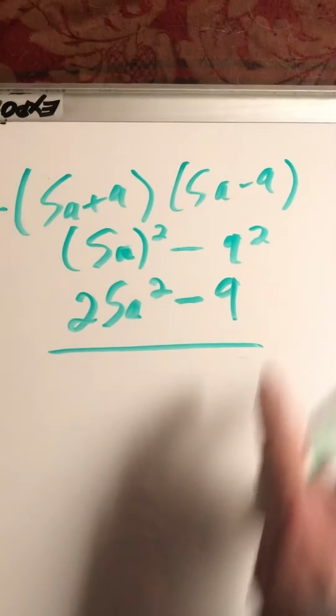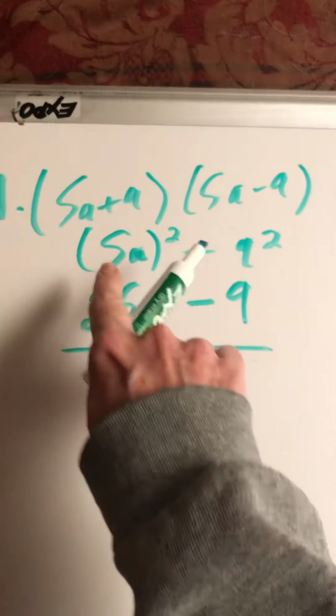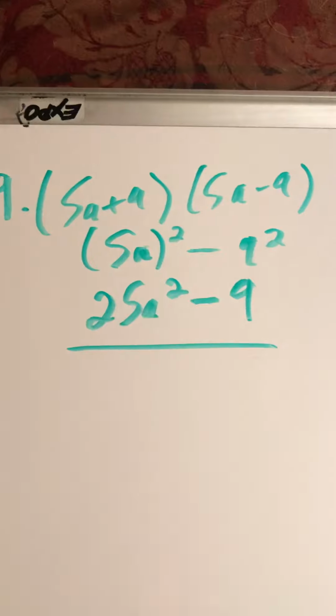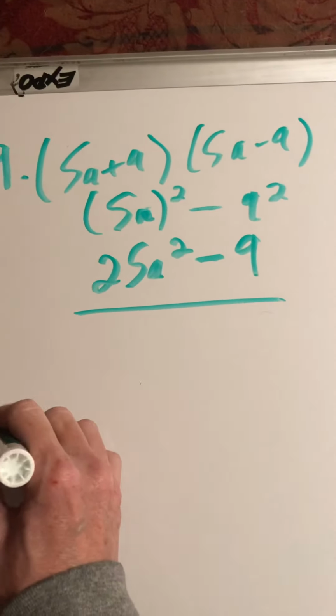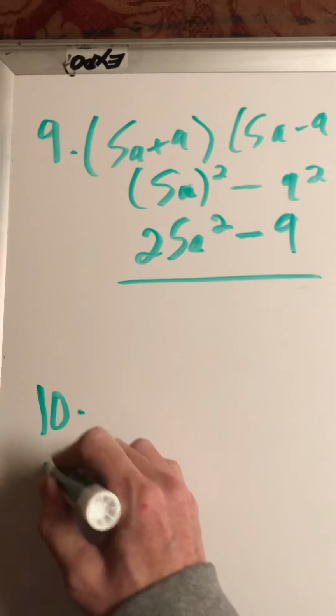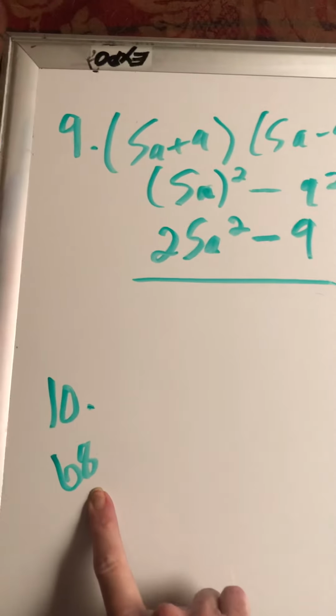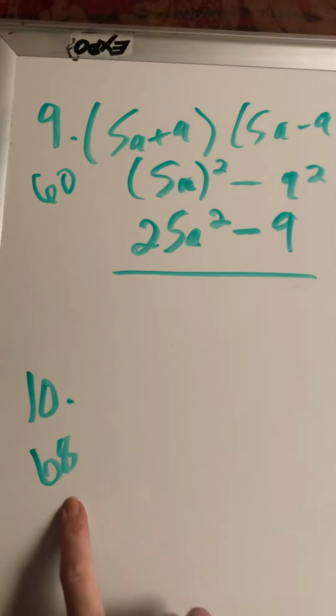Okay, I should have done that first. I got ahead of myself. So you square the first one, you square the second one, you put a subtraction sign, and then you fix it. Okay? Then on number 10, well, on all of them, there's little numbers right underneath them. Like number 9 will have a little 60 underneath. That's the lesson it comes from.